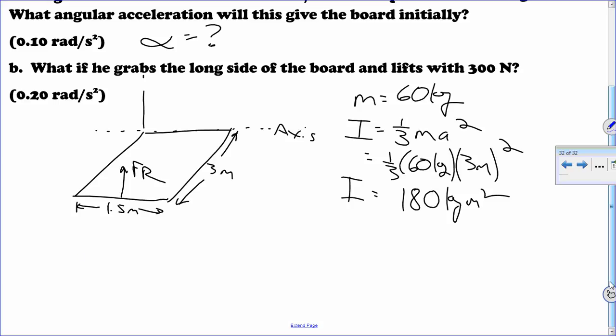So here's the board laying on the ground. Here's the pivot point that he's going to pick it up at, right? So it's going to go this way, right? There are 2 forces on the board. There's the force of Roy, which is 300 newtons.